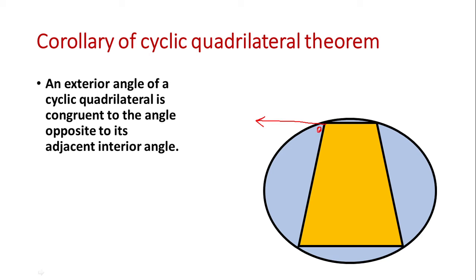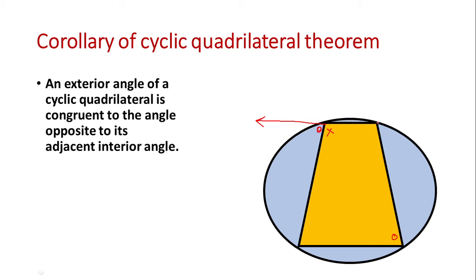Now this angle will be equal, or congruent. Now who is adjacent to this exterior angle? This angle. And who is opposite to this angle? Opposite means this one. So what they want to say is that the exterior angle of a cyclic quadrilateral will be congruent to the angle opposite to the adjacent angle. So this and this angle are going to be the same.